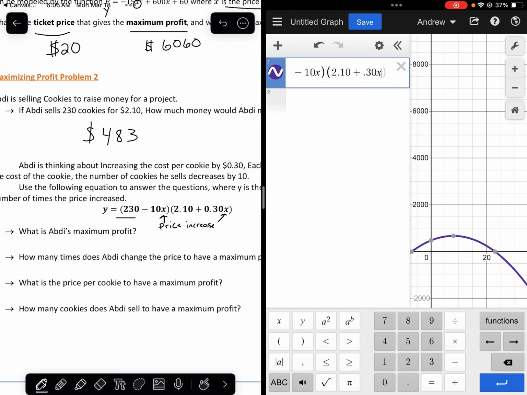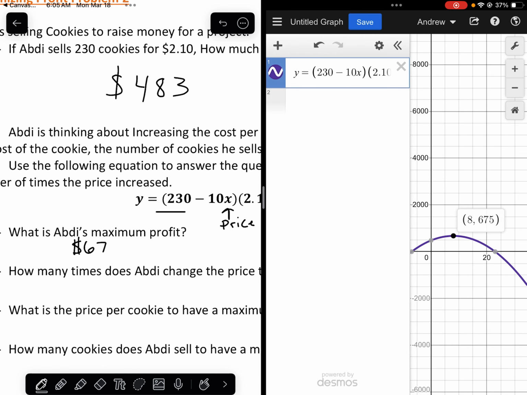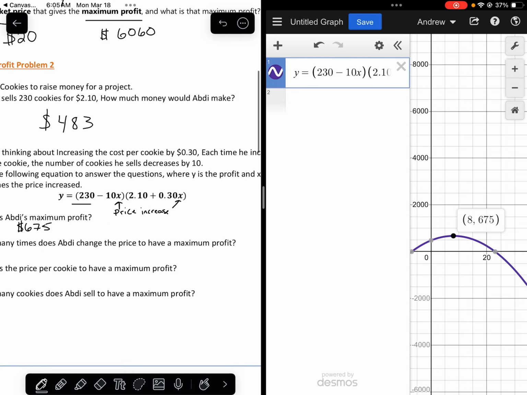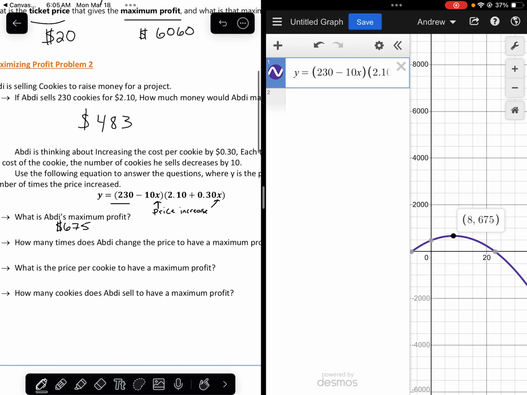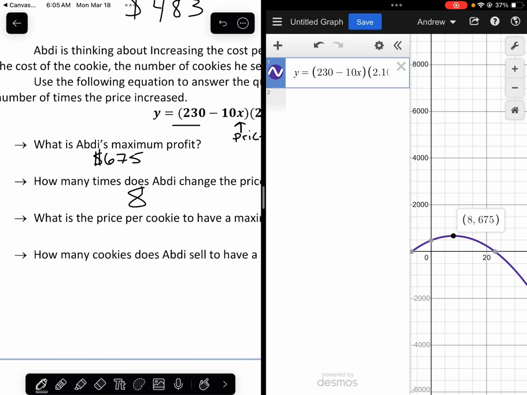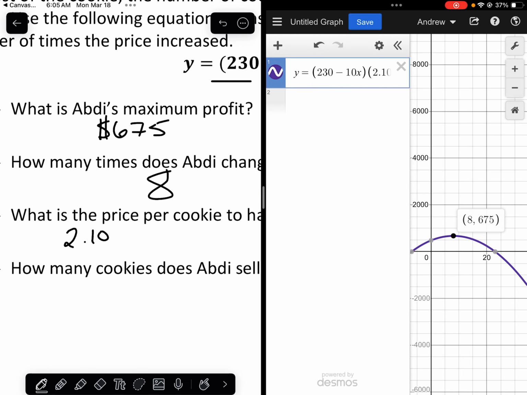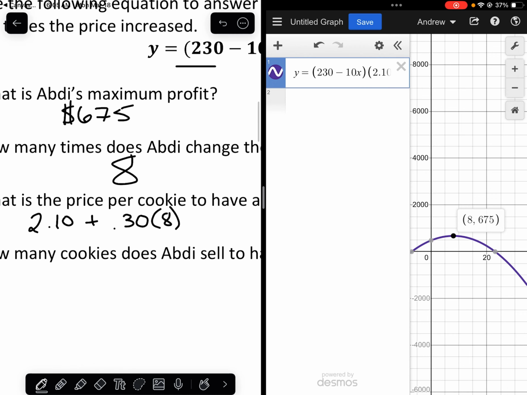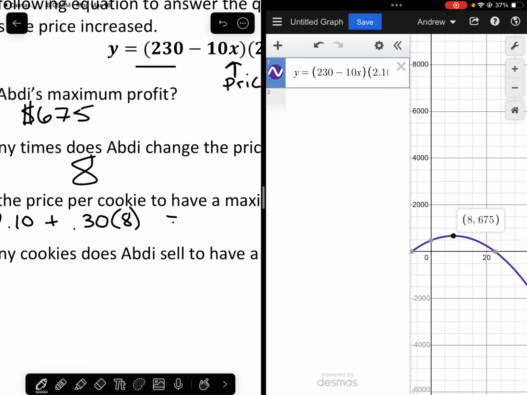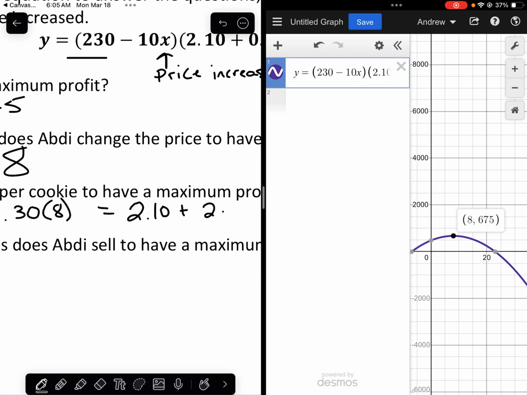Okay, all right. So what is the maximum profit? $675. And how many times does he change the price to reach that maximum profit? He changes the price 8 times. It doesn't mean that the price of the cookie is 8. It means he's changing the price 8 times. So what is the price of the cookie? Well, it starts at $2.10, but then he changes the price 8 times, and each time it's worth 30 cents. So that ends up being $2.10 plus 30 cents times 8, which is $4.50.